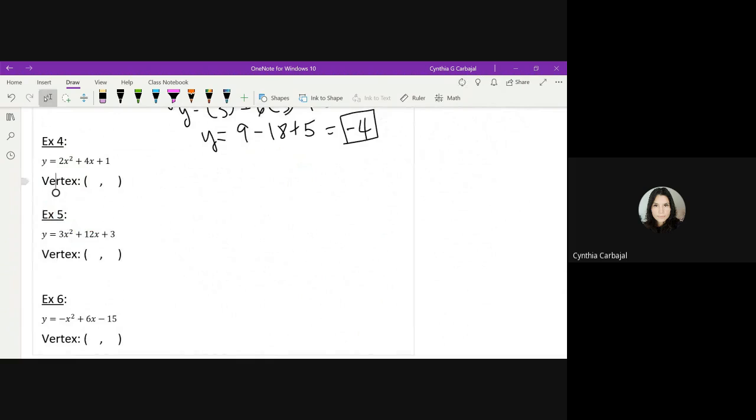Example 4. I don't know why we have so many examples. Ya se me hacen muchas. All right, let's do example 4.